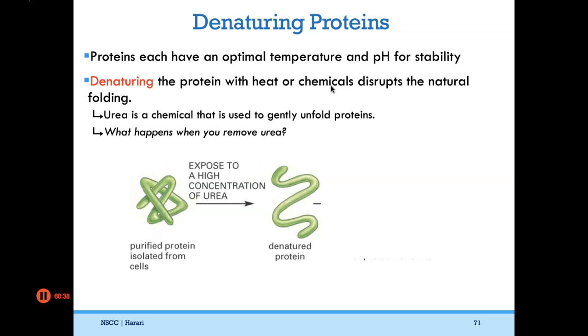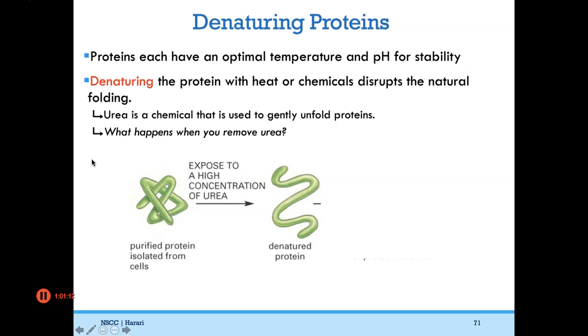Proteins usually have a very preferred temperature and pH for them to be stable and to be conformed in the proper structure. So denaturing the protein with either high heat or with chemicals will disrupt the natural folding of the protein. So denaturing means you're disrupting the structure of a protein. A chemical called urea can be used to gently unfold proteins. So it can kind of get rid of all the hydrogen bonds and break a lot of the bonds.